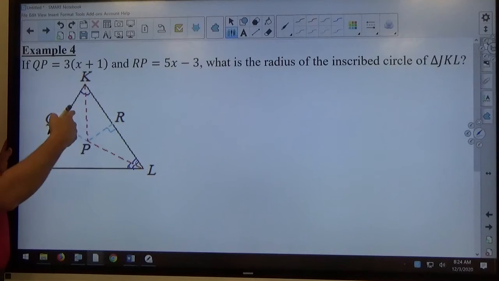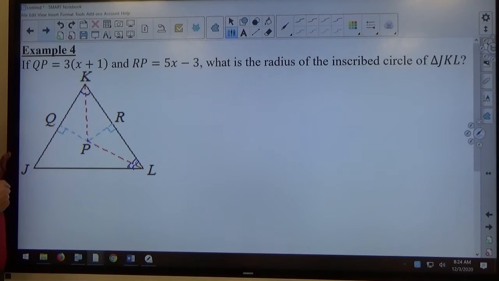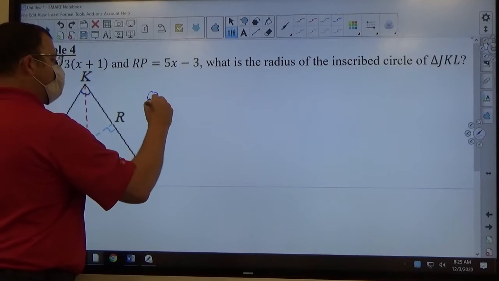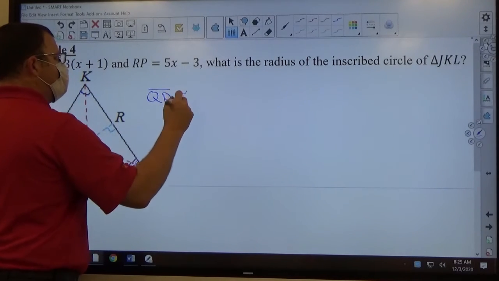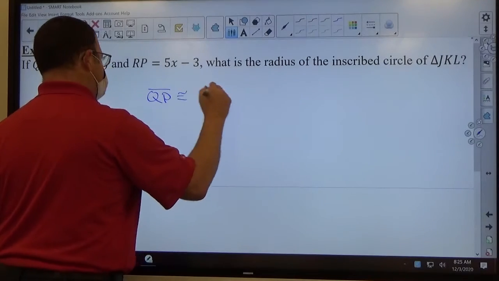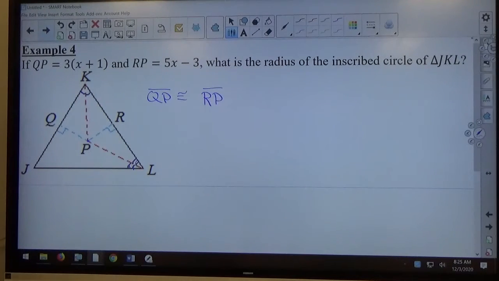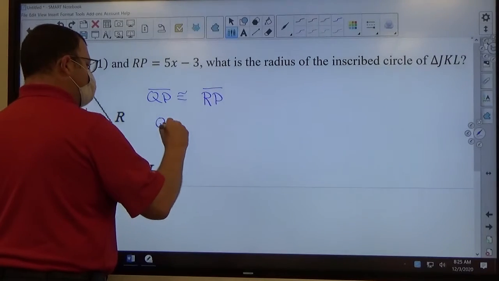So what we have is two angle bisectors meeting at point P, meaning that point P is the in-center of this particular triangle. And the relationship of the in-center is that the in-center is equidistant from each side. So the distance from P to Q, perpendicular to side JK, and the distance from P to R, perpendicular to side KL, should both be the same amount because they're both radii of this inscribed circle, which means that QP is congruent to RP. They're both radii of the same circle, and therefore if they're congruent, they must be equal in length.